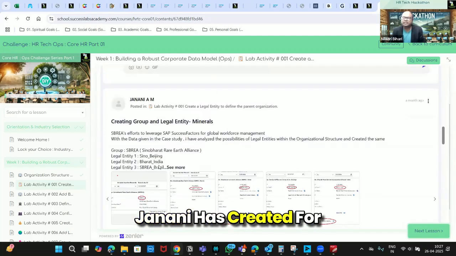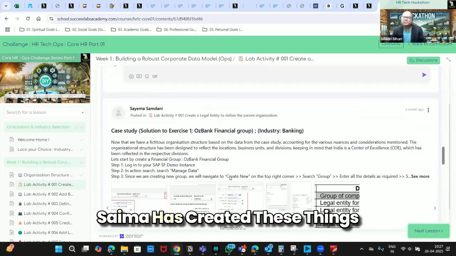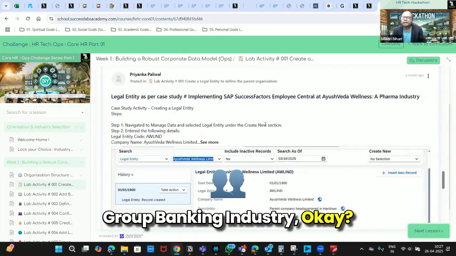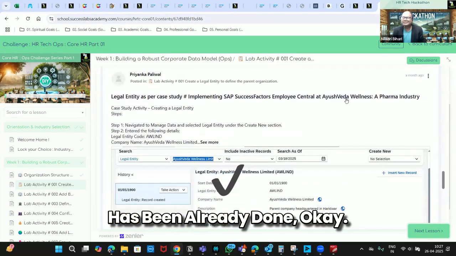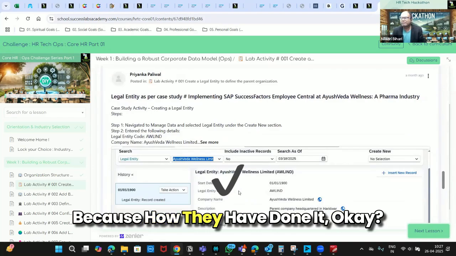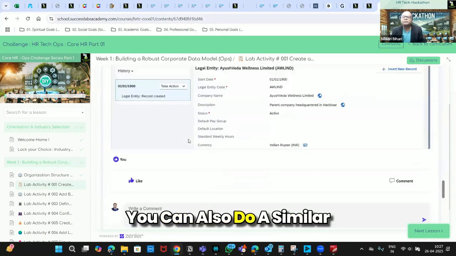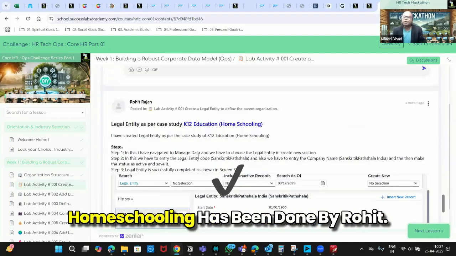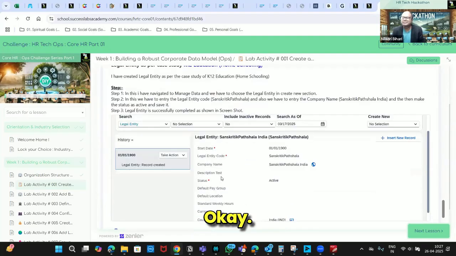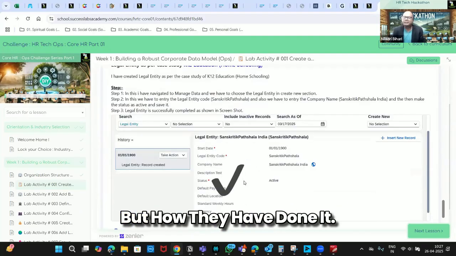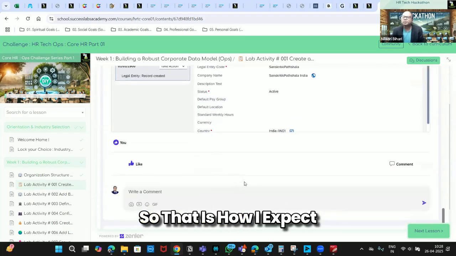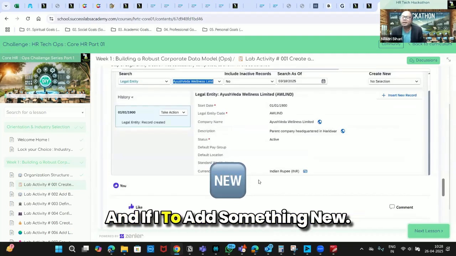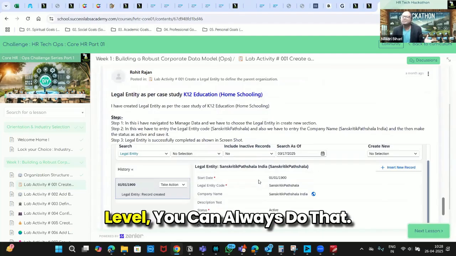Janani has created for the mineral industry. Saima has created these things for the financial group banking industry. Similarly, Ayurveda has already been done, so it will be easy for you because of how they have done it. You can also do similar activities. Very interesting, and this time I really want you to do it. Homeschooling has been done by Rohit, and the Sanskritic part. I gave the same case study, but look at how they have done it. That is how I expect you to at least have gone through it. And if you want to do the next level, adding something new, you can always do that.